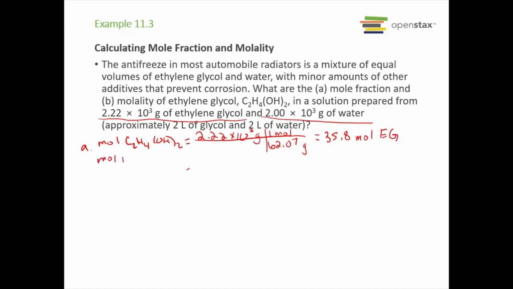Our moles of water, which we also need for mole fraction, we have 2.00 times 10 to the third grams. And we have 1 mole of water per 18.02 grams of it. So we have 111 moles of water.